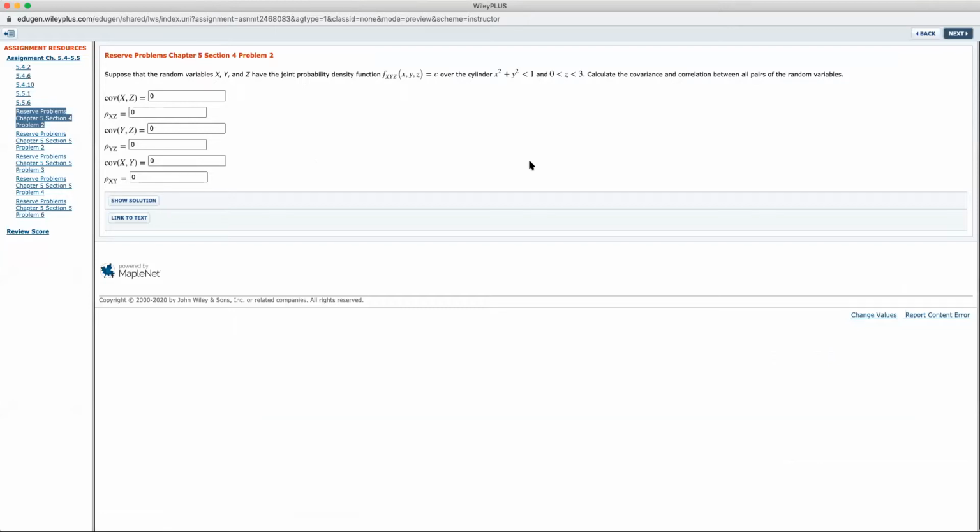See that? The PDF is defined by C, a constant. So this is a constant function. The joint PDF is a constant function. But look at the domain over the cylinder: x squared plus y squared is less than 1, and z is between 0 and 3. The problem asks us to find the covariance and correlation of X and Z.